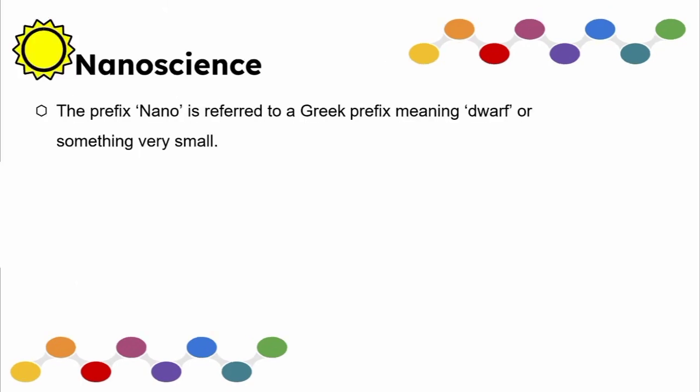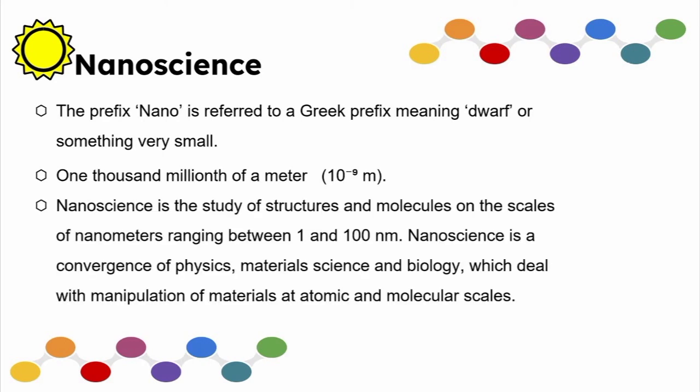Nanoscience. The prefix nano refers to a Greek prefix meaning dwarf or something very small. It is 1,000 millionth of a meter or 10 raised to negative 9 meter. Nanoscience is the study of structures and molecules on the scales of nanometers ranging between 1 and 100 nanometers. Nanoscience is a convergence of physics, materials science, and biology which deal with manipulation of materials at atomic and molecular scales.